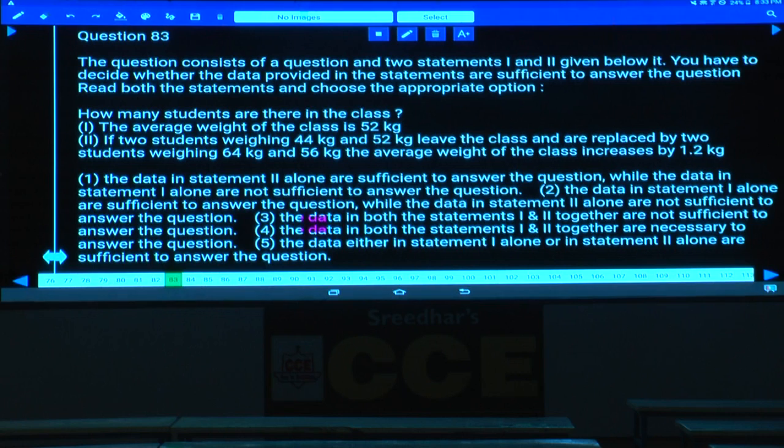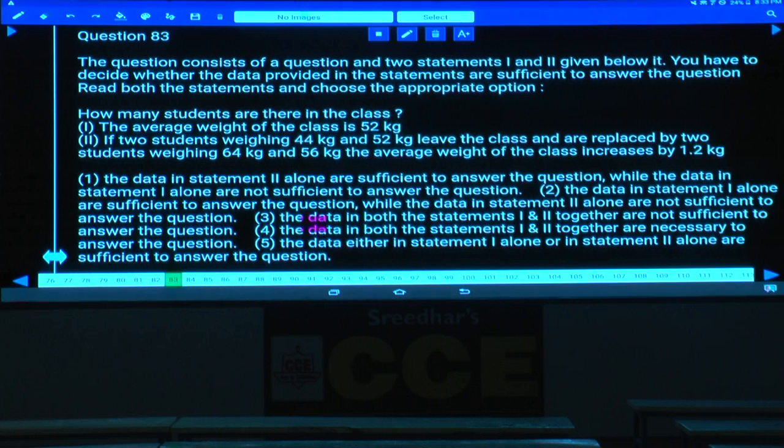Next, how many students are there in the class? The average weight of the class is 52. Will you get the answer? No way. If 2 students weighing 44 kgs and 52 kgs leave the class and are replaced by 2 students weighing 64 kgs and 56 kgs, the average weight of the class increased by 1.2. Is 2 alone sufficient to get the answer? Yes. You will get the answer.